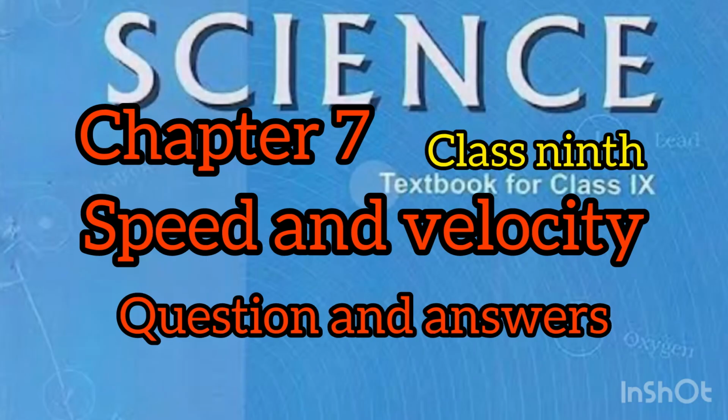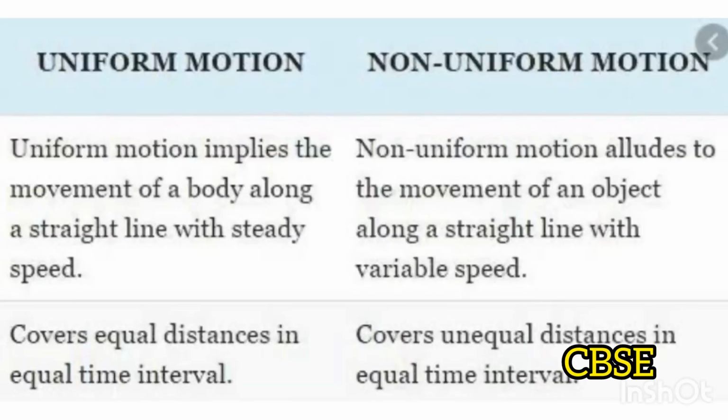Hi student, in this video I am going to take speed and velocity questions. Difference between uniform motion and non-uniform motion. Uniform motion implies the movement of a body along a straight line with steady speed, that is, it covers equal distance in equal intervals of time.